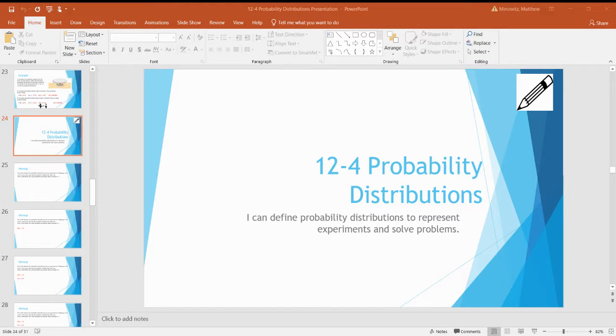Hello, everyone, and welcome back to part two of probability distributions, lesson 12.4. Today we're going to learn about what binomial experiments are and how to calculate binomial probabilities, and more about probability distributions. So how do I list all the events that could happen and what's the probability of each event? And then we're going to use those to make some calculations.